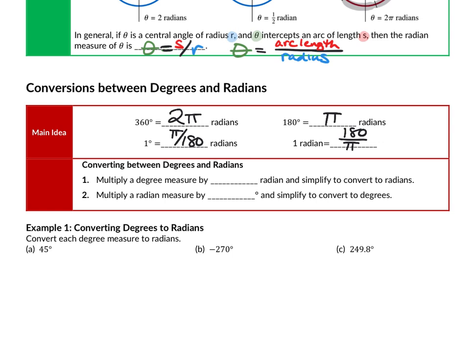Now these last 2 measurements are going to be helpful for our actual conversions between degrees and radians. If you have degrees and you want radians, you're going to multiply by pi over 180 and simplify. If you have radians and you want degrees, you're going to multiply by 180 divided by pi and simplify. So these 2 conversions are going to be very helpful for you.